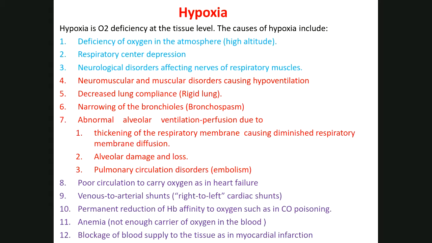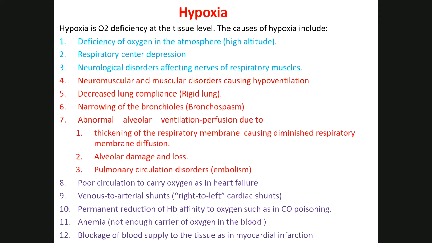So if the air is normal, the respiratory center is normal, and the neurological nerves are working normally, but then we have problems in the muscles of respiration. Neuromuscular and muscular disorders will cause hypoventilation and hypoxia.